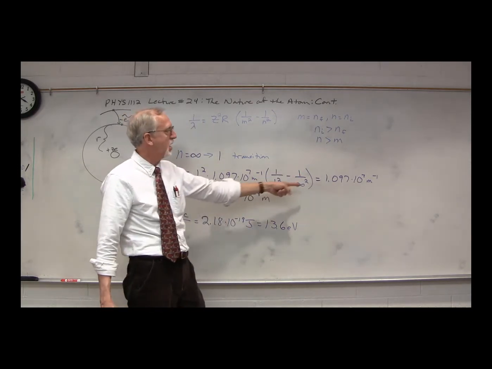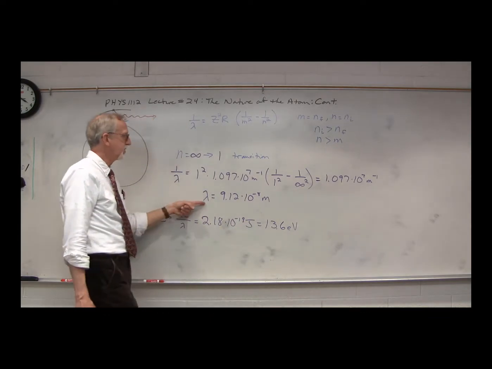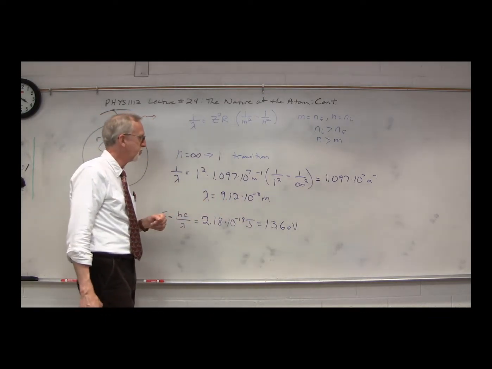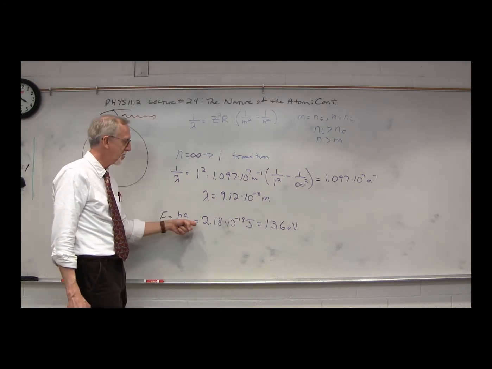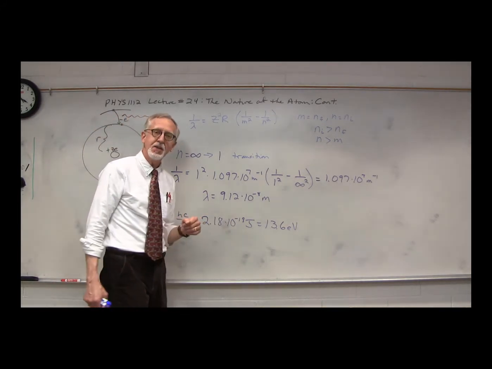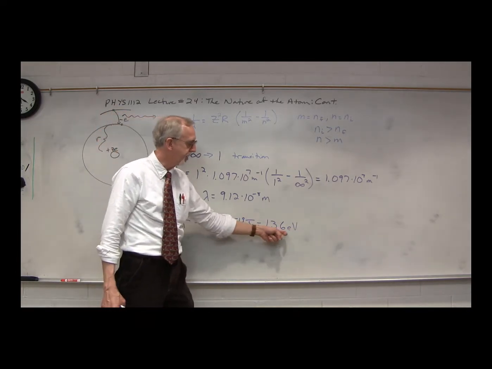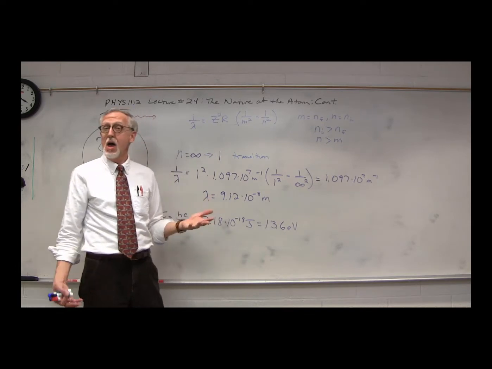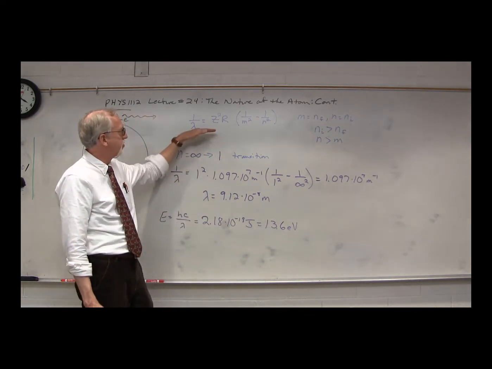So multiplying this out, we just get 1.097 times 10 to the 7th inverse meters, which gives us a wavelength of 9.12 times 10 to the minus 8 meters, or an energy, hc over lambda, of 2.18 times 10 to the minus 18th joules. Converting that to electron volts, we get 13.6 electron volts. That's the ionization energy of hydrogen, which we got from our transition equation.